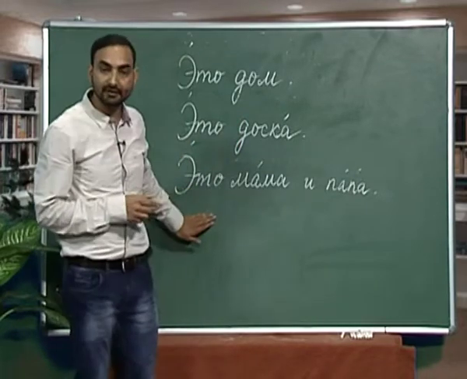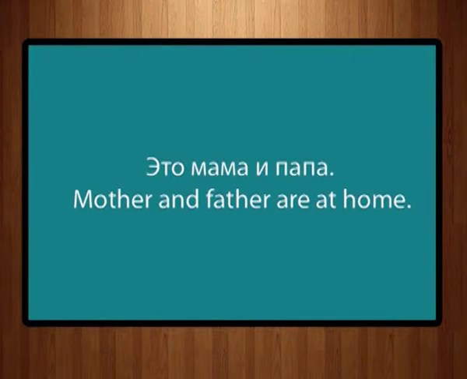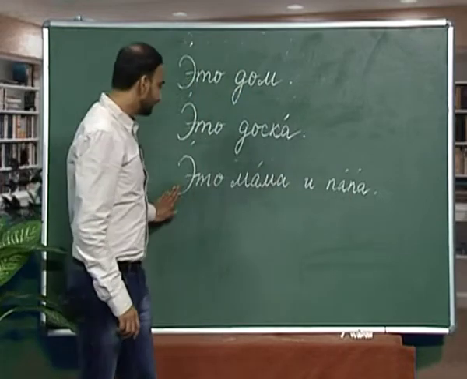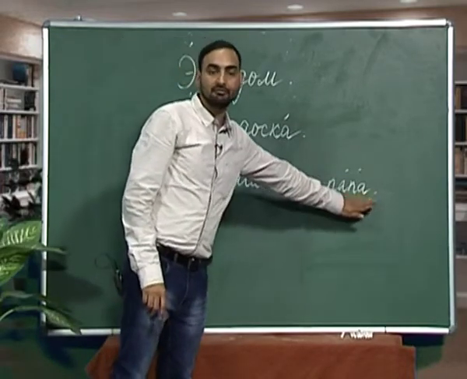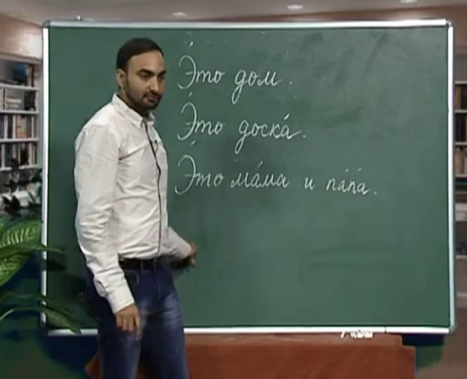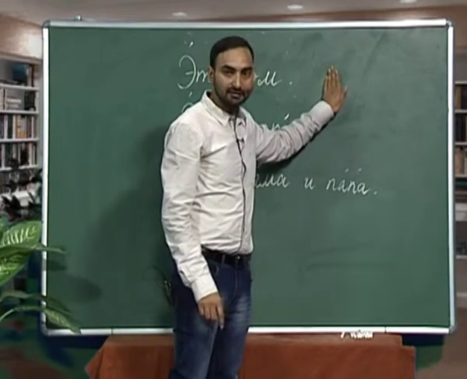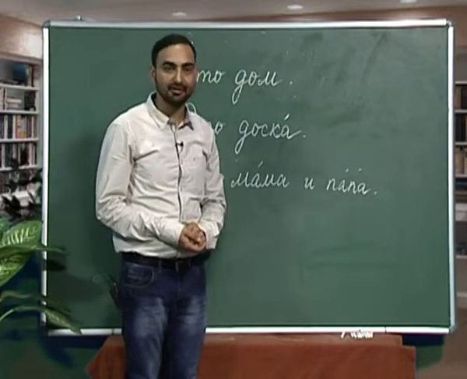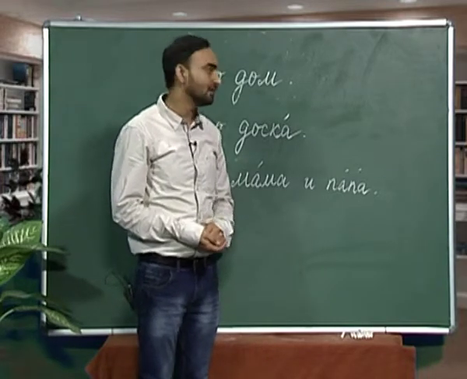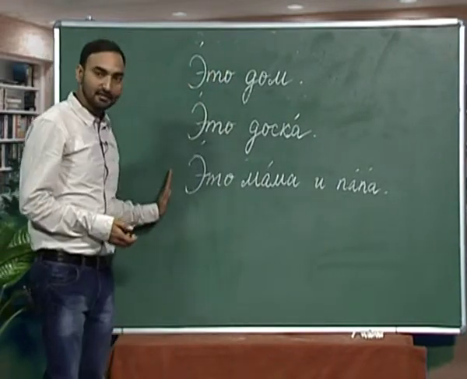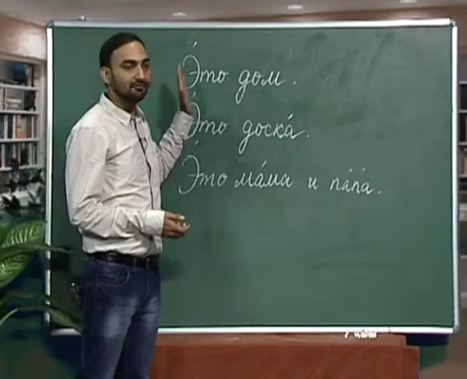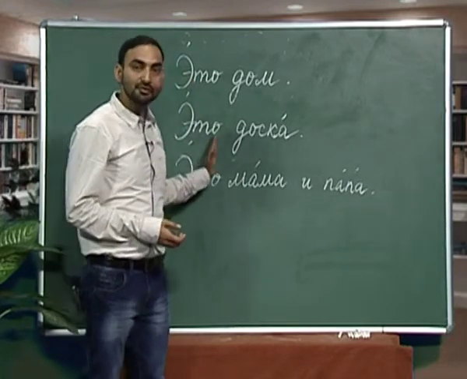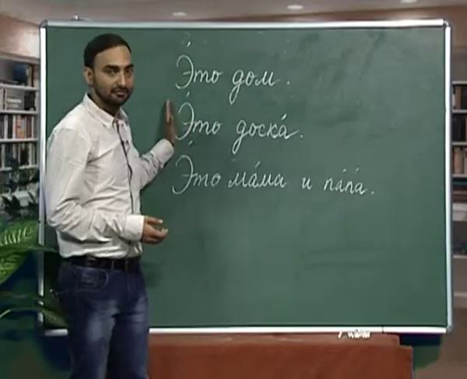The next sentence that we have is Это мама и папа, which means this is mother and father. One more thing that is important to tell you here is that in Russian we do not have articles, either definite or indefinite. While translating these sentences, keep in mind that we do not have any link verb in the present tense and do not use any articles in Russian.